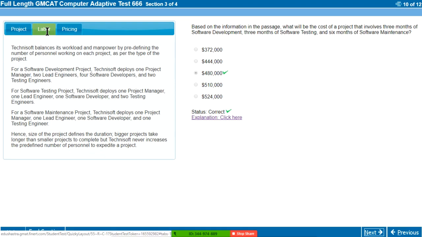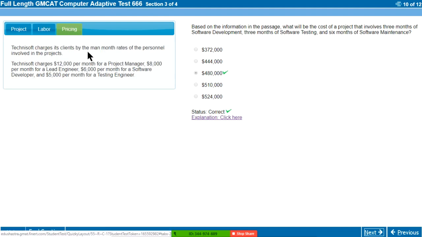There is also some information on the labor, that is how the different people are employed in each project, and then we are also given the pricing information. So based on that, we need to find what will be the cost of a project that involves 3 months of development, 3 months of software testing, and 6 months of maintenance. So with this, we can understand that there are two things that are required here.